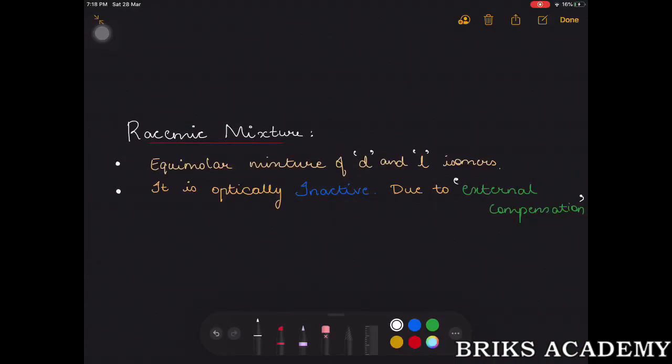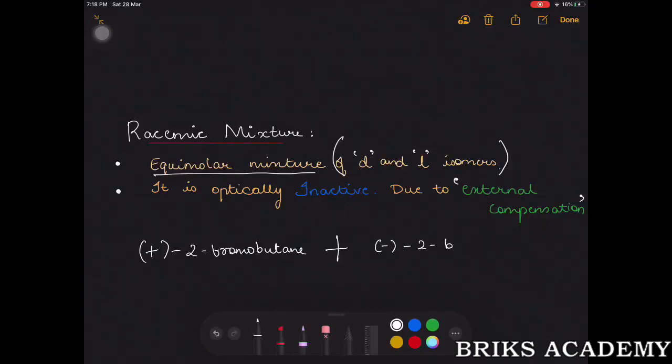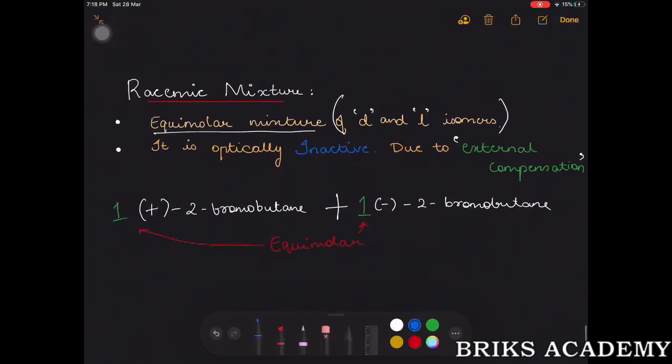Racemic mixture. What is a racemic mixture? The definition says an equimolar mixture of D or L, which are nothing but dextro and levo isomers, is called a racemic mixture. Consider this example: plus 2-bromobutane, which is added to minus 2-bromobutane, where both are considered as 1 mole, which represents equimolarity or the equimolar condition. This mixture is now called a racemic mixture, where equal moles of both dextro and levo isomers are mixed.